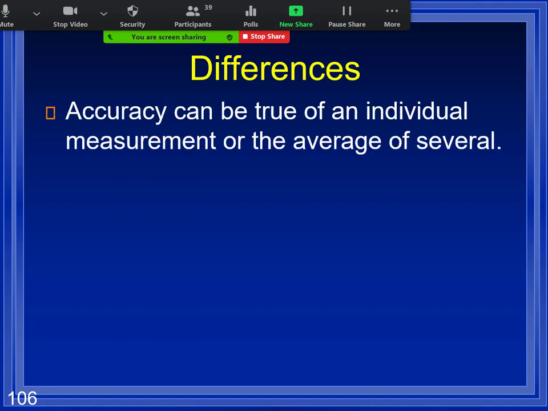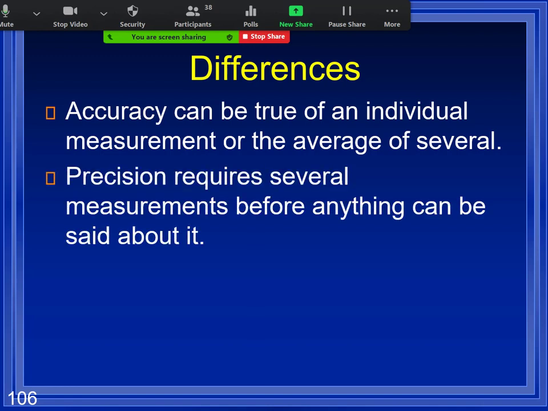Okay, so accuracy can be true of an individual measurement. The ball went in the hole. Or if I have several measurements, I want to talk about the average of those measurements. So I add them all together and divide by how many there are. Arithmetic mean. So if I got one, I can talk about it being accurate or not. If I have several, I talk about whether the average is accurate. Precision, I can't talk about precision until I've done it several times.